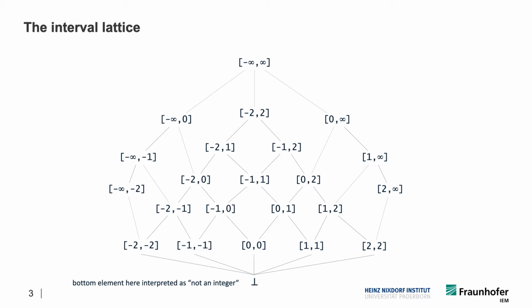So here we have basically the top element of our lattice, which is defined by the interval from minus infinity to plus infinity. Then we have all the different values in between. And for instance, we have a connection between this interval and that interval because this interval is wholly included in that interval here. And at the bottom, we have this bottom element here, which in this case we are interpreting as not an integer.